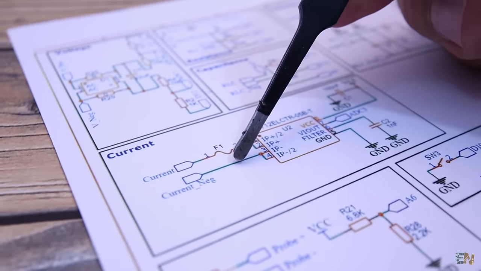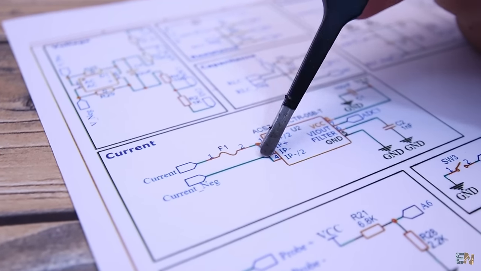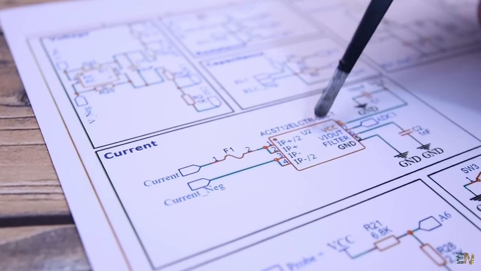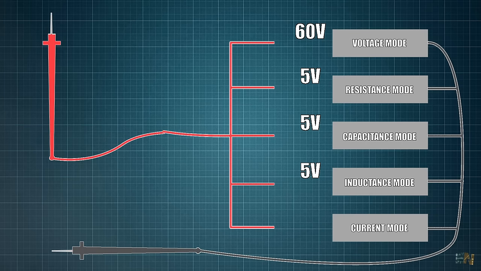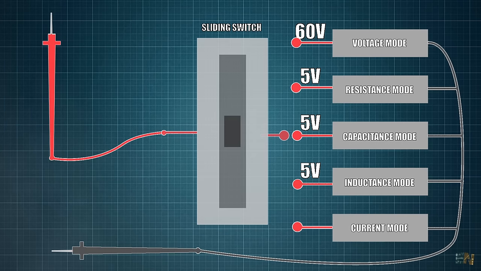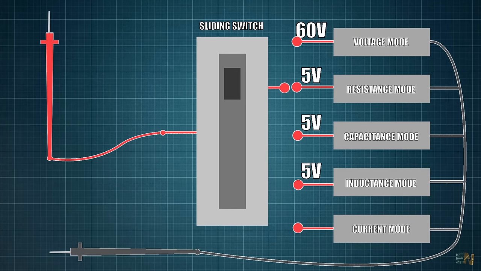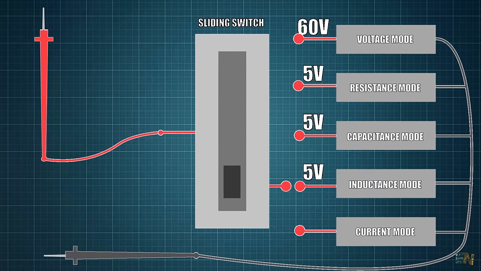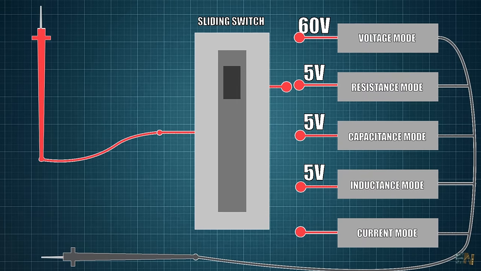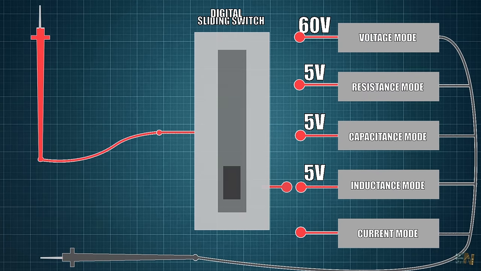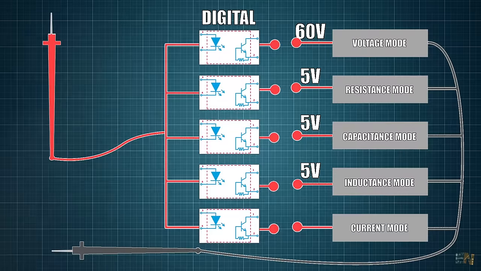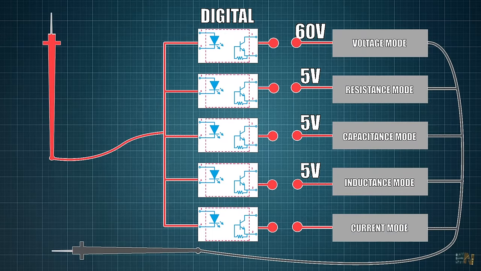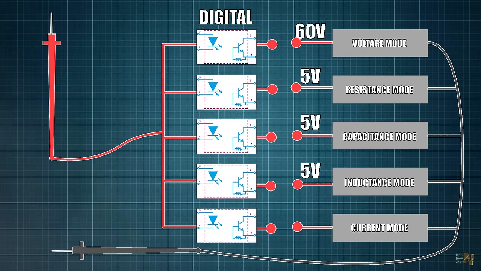And the current mode, for example, is basically a short circuit through the current measurement module, so this block can't be connected to the voltage mode either. That's why we have the sliding switch. This is in charge of switching the positive input between these modes. But this is done mechanically by sliding the switch. I want to make it digital. Basically, I want to add a few solid state relays, one for each mode.